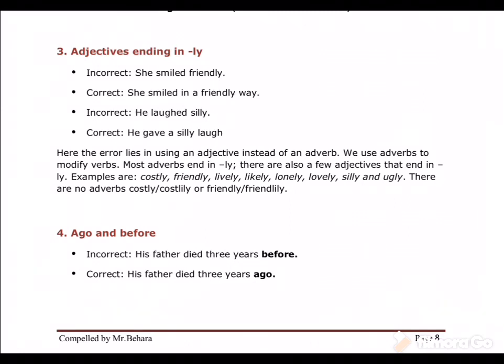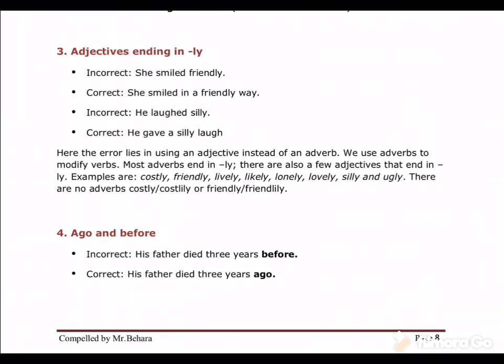Say in the next example, he gave a silly laugh. He laughed silly is a wrong sentence because silly is an adjective. An adjective generally speaks about the subject, that means either a noun or pronoun. So it is shown with a determiner to describe it in a proper way. That is why a determiner is used here: he gave a silly laugh. So this is about adjectives ending in ly.